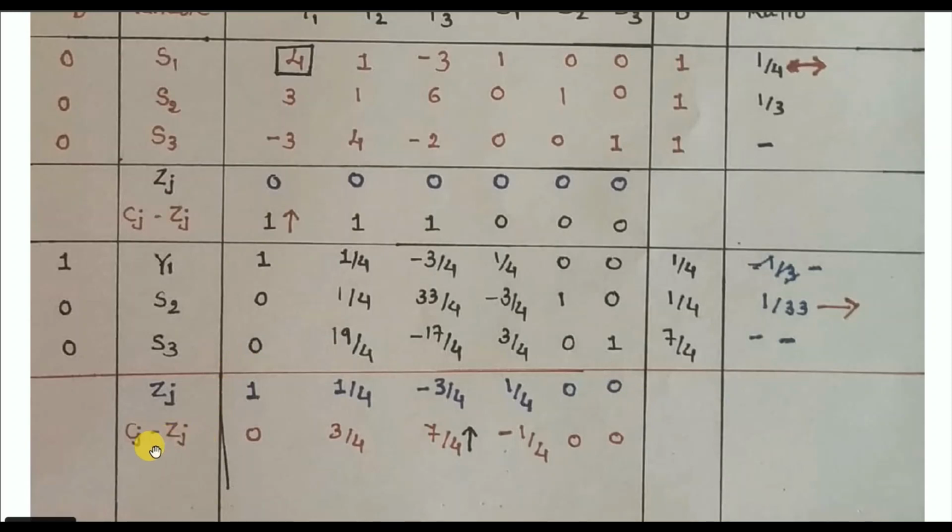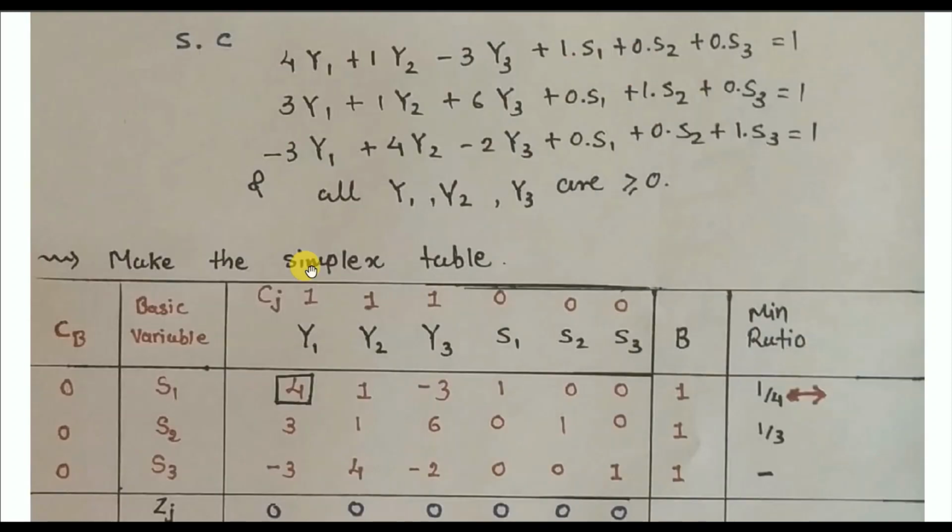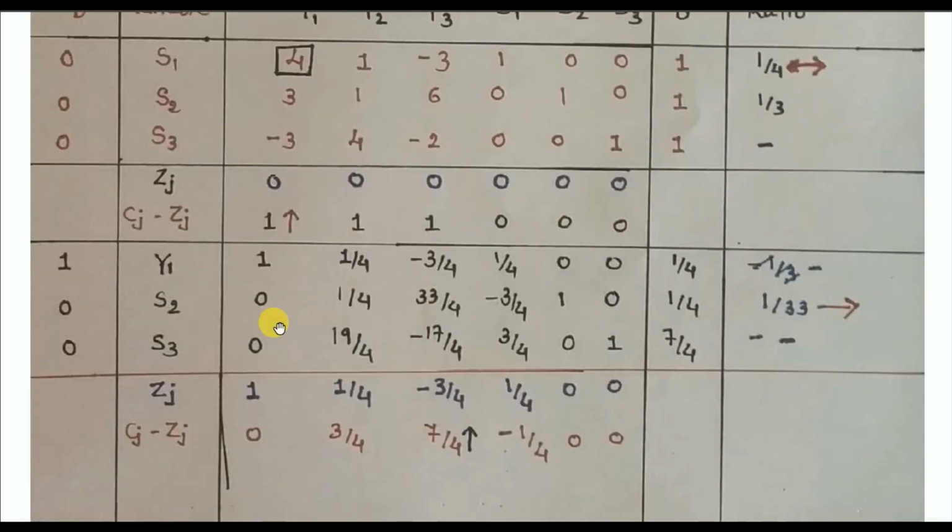Now we calculate the Cj minus Zj. What is our Cj? Cj is 1, 1, 1, 0, 0, 0. So now we have to subtract this Zj from this Cj. So we get 0, 3 by 4, 7 by 4, minus 1 by 4, 0, 0. We have to continue this process till we get all Cj minus Zj less than or equal to 0.